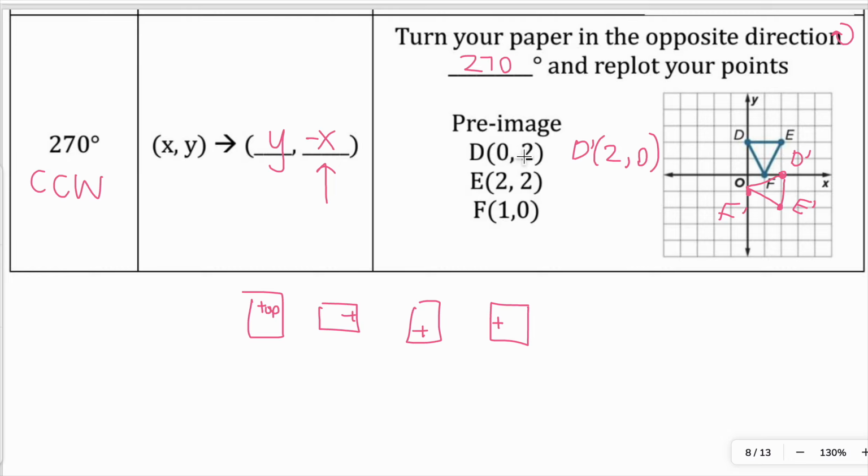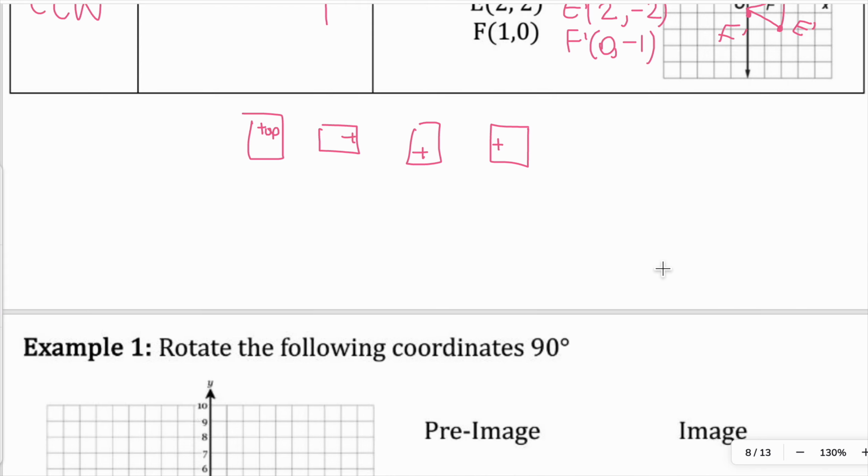So notice I brought my y to the front and made my x value its opposite, which didn't really matter too much with the 0. But E prime, bring my y to the front, make my x negative, 2, -2. And then F prime, bring my y to the front, and then make my x negative, so 0, -1. Okay? So now we're going to try a few questions.